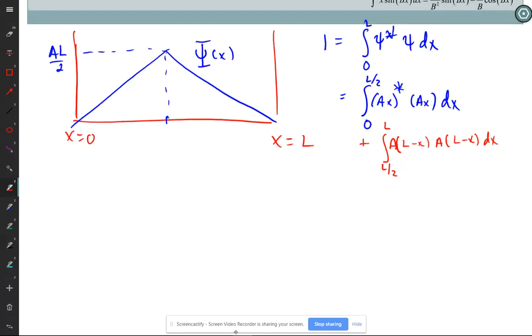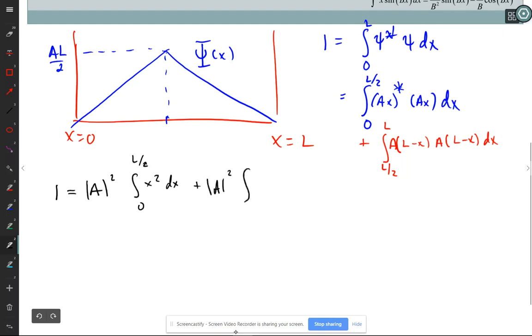So, of course, life is full of fun. 1 equals A mod squared. I can't help it. I put A mod squared even though I just said I'm going to choose the real value. Integral from 0 to L over 2 of x squared dx plus A mod squared integral from L over 2 to L of L squared minus 2LX plus x squared dx. In case you're wondering about the thing in parentheses there, that's just from multiplying L minus x times L minus x.